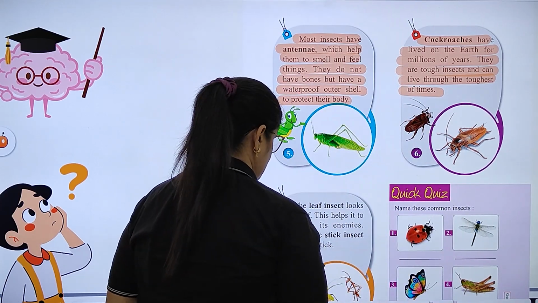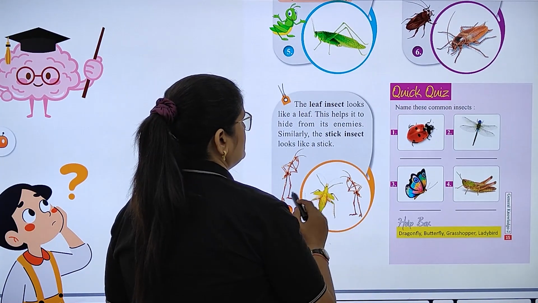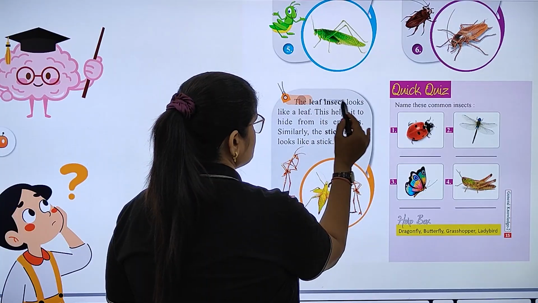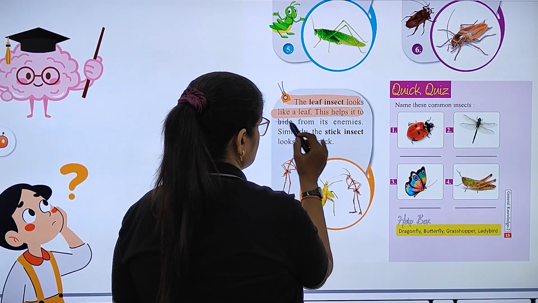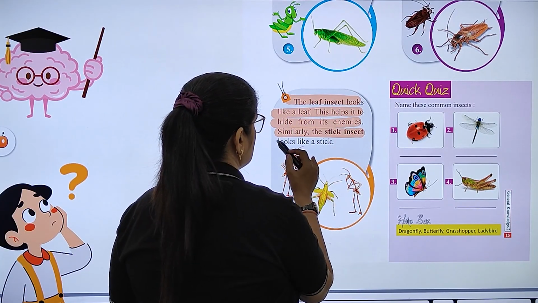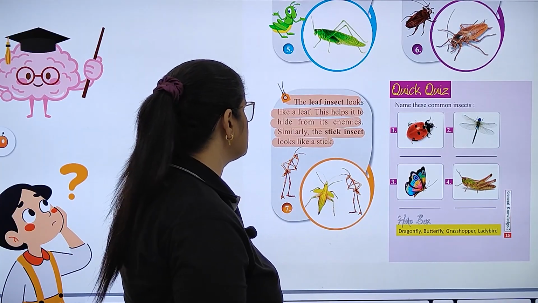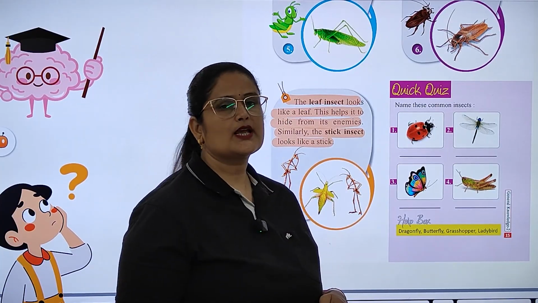The leaf insect looks like a leaf. This helps it to hide from its enemies. Similarly, the stick insect looks like a stick.